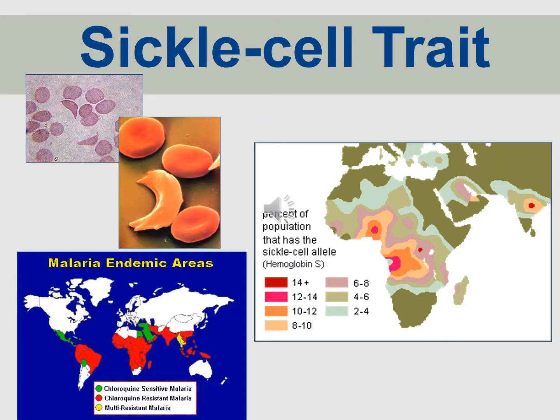Sickle cell trait is an example that we have already gone over. If you have sickle cell trait, that means you are heterozygous. You have one copy of the normal hemoglobin, and you have one copy of the sickle cell allele. And we actually notice the sickle cell allele increase in some populations.